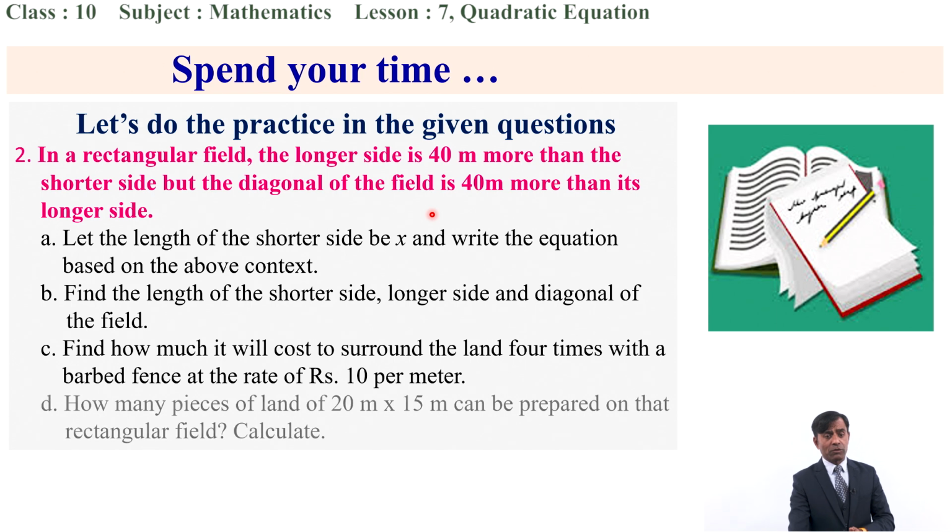Similarly, in question number 2, the context is a rectangular field. The longer side is 40 meters more than the shorter side, and the diagonal of the field is 40 meters more than its longer side. Parts A, B, C and D are given belonging to this context. This type of question follows our specification grid. From our exam point of view, this is how we ask the questions. So I hope you can solve these questions.